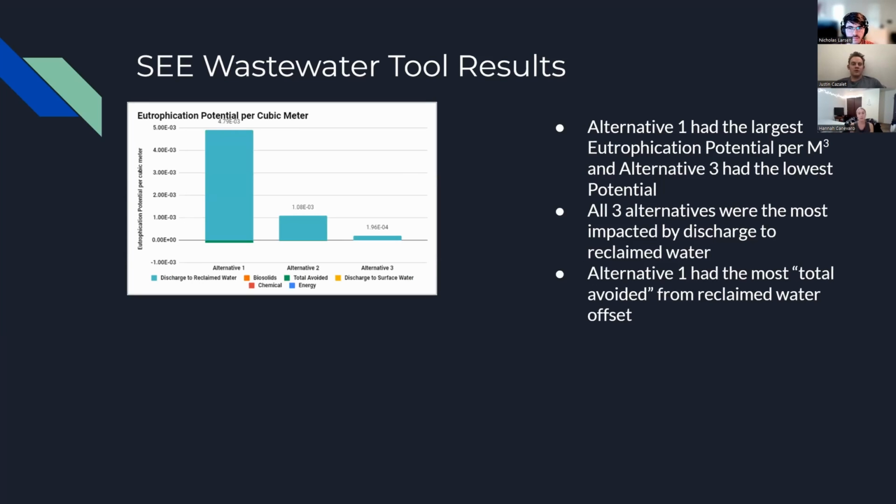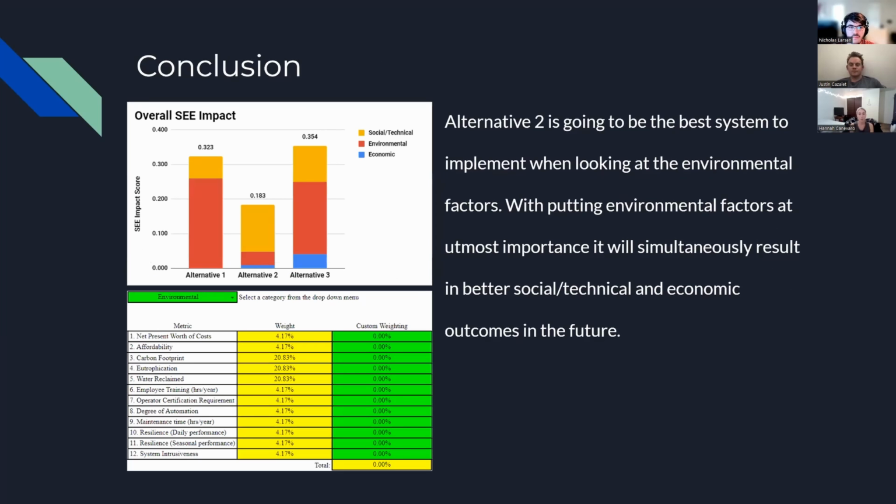And on this slide, we have the eutrophication potential per cubic meter, and alternative one has the largest due to discharge to reclaimed water, and alternative three has the lowest, but also due to discharge to reclaimed water. So alternative 2 is going to be our best system to implement when we are looking at the environmental factors. We are choosing the environmental factors as the most important because it will simultaneously result in better social and technical and economic outcomes in the future.